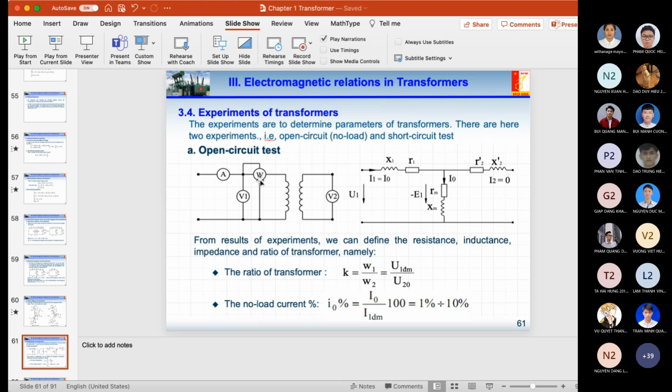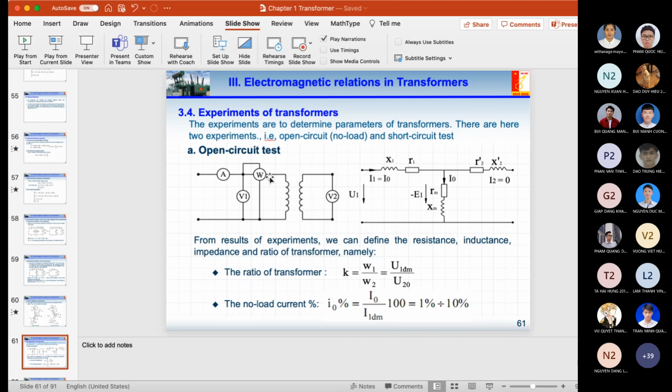When you go to the laboratory, you have to know the way of connecting the apparatus, equipment like the ammeter, voltmeter and wattmeter, to the circuit diagram. You have to know the circuit diagram well. And the teacher and the staff will help you to do that.